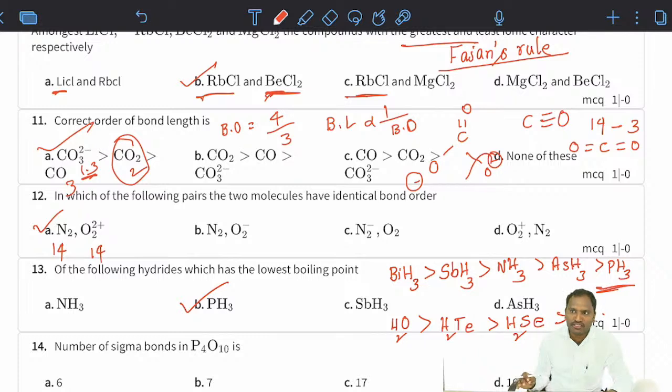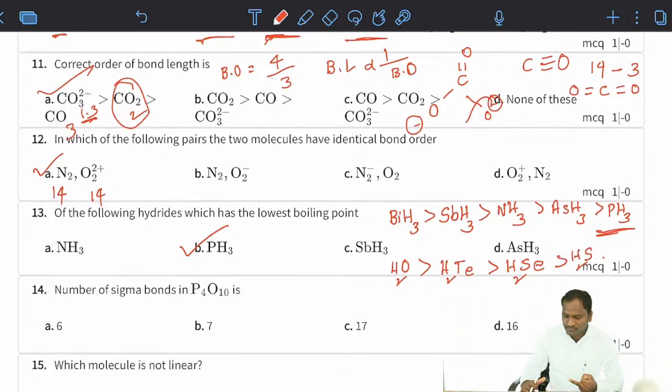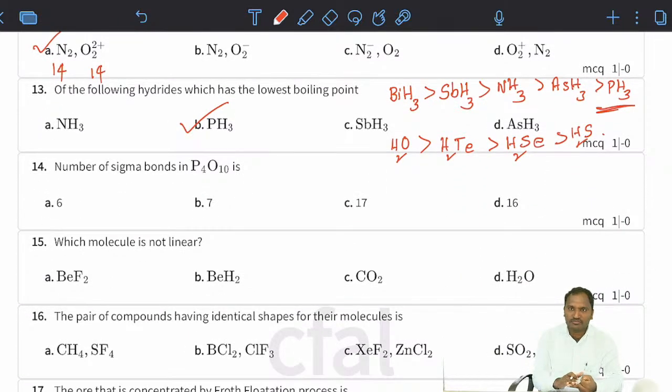For group 16, 17, 18 hydrides, you have to prepare thermal stability, boiling point order, reducing nature, based on the nature of the compounds. If it is the hydride category, you have to follow these things. Reducing nature, thermal stability. Thermal stability, how does it change, students? In hydrides, as the bond length increases, bond strength decreases, so thermal stability decreases down the group.